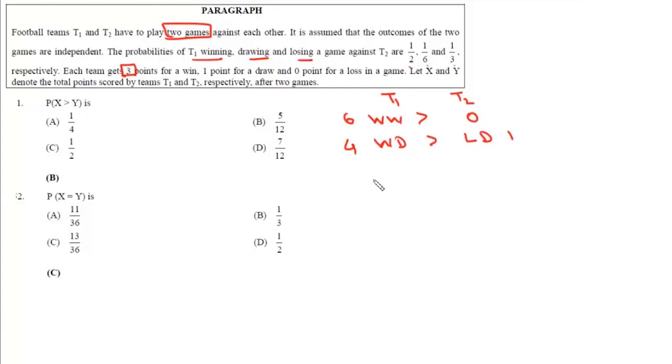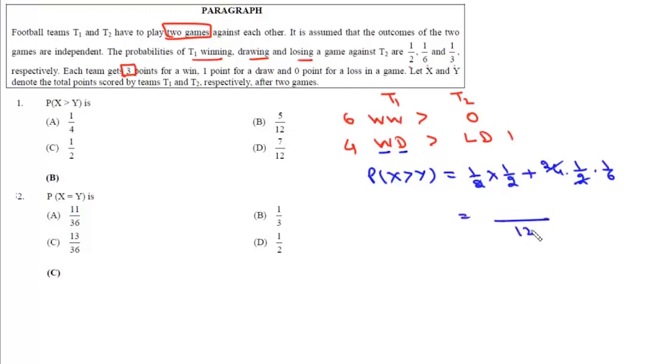Now we'll calculate this probability that X is greater than Y. Now if it is 2 wins, then it will be this 1 by 2 into 1 by 2 plus, now a win and a draw. Now which one is a win? So it will be this 2C1, and the probability of winning is 1 by 2, and the probability of making a draw is 1 by 6. Now this 2 and 2 will cancel. Now we'll get this as 12. So this probability will be 5 by 12, and that's your option B.